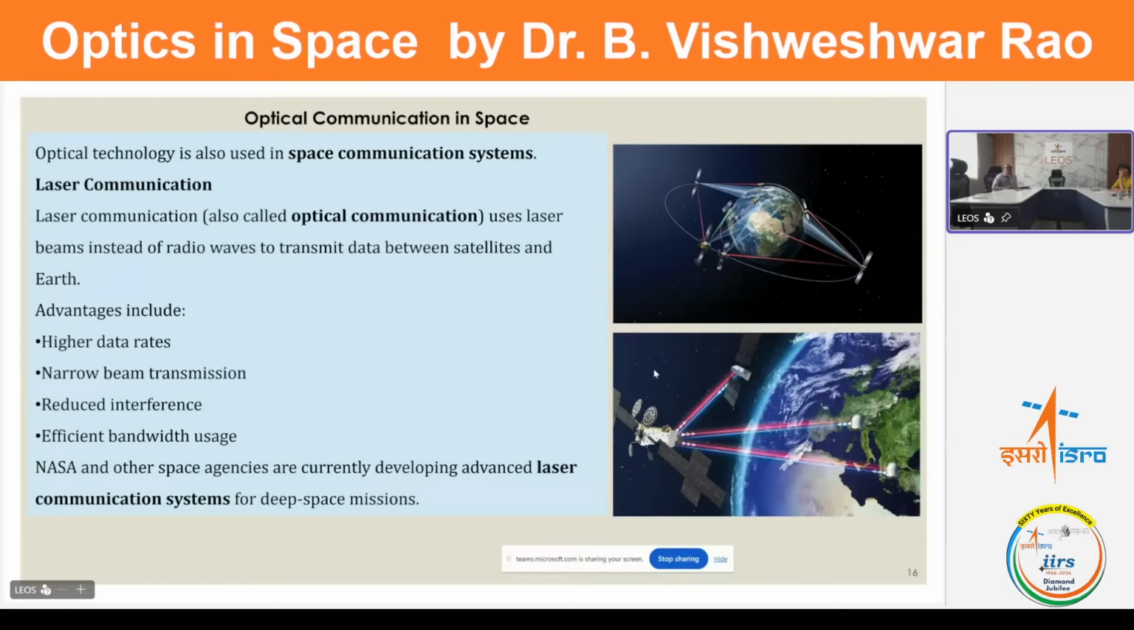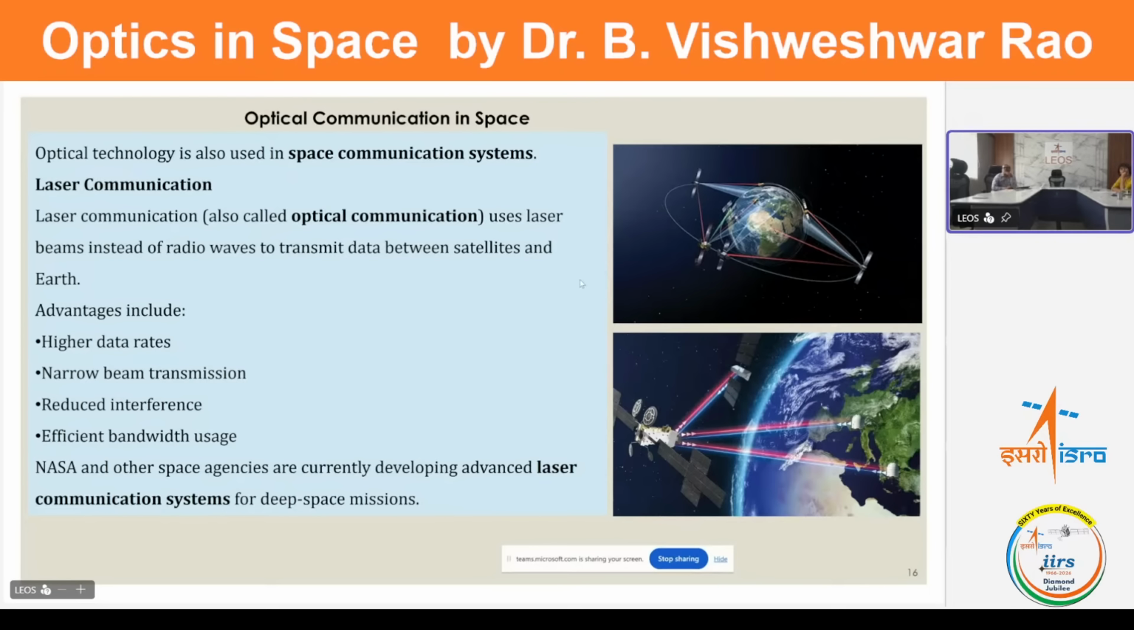Another application of optics in space is optical communication, where we can use optical beams as a medium for communicating data. Generally, instead of radio waves to transmit data from satellite to Earth or to another satellite, we can make use of a laser beam, a high energy laser beam which can be transmitted from the ground to the satellite. Because of the narrow beam transmission of the laser, when it reaches the spacecraft a receiver picks it up, and from there the data can be transmitted to other satellites or another point on the Earth's surface.